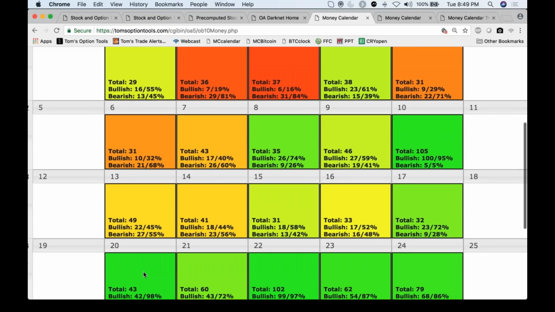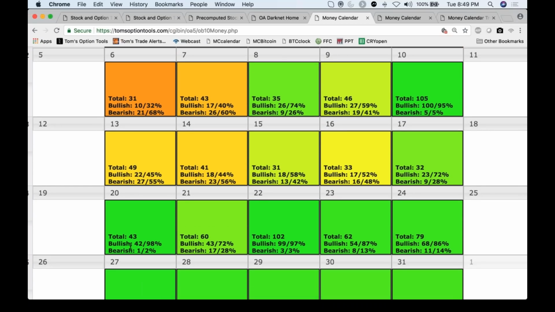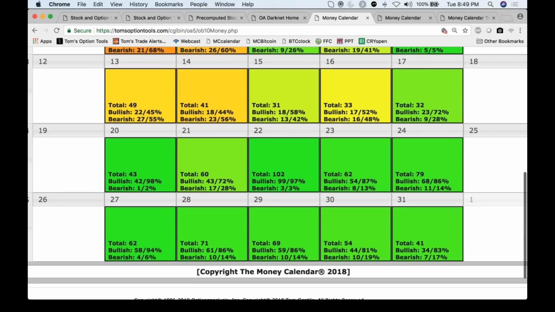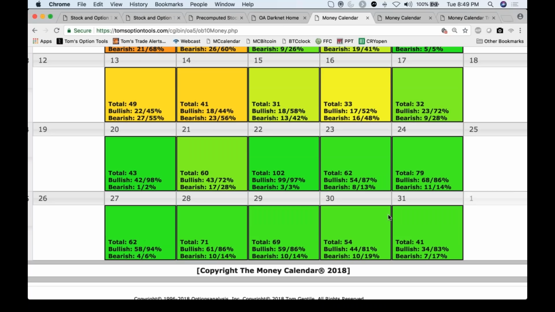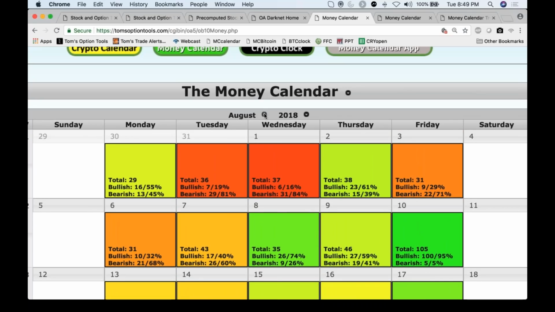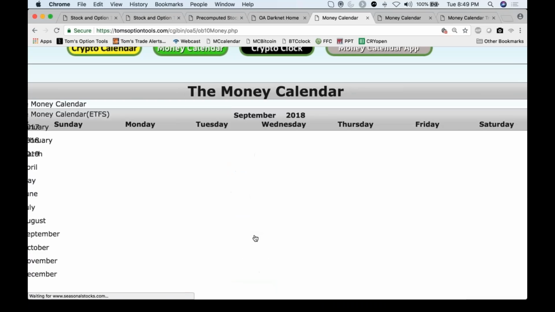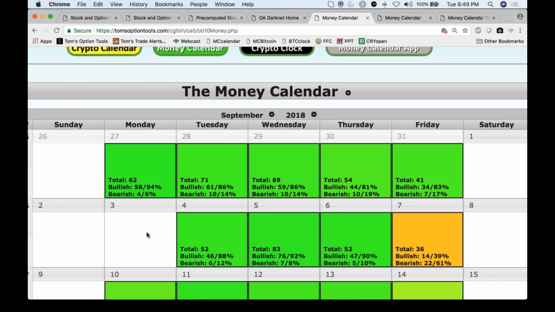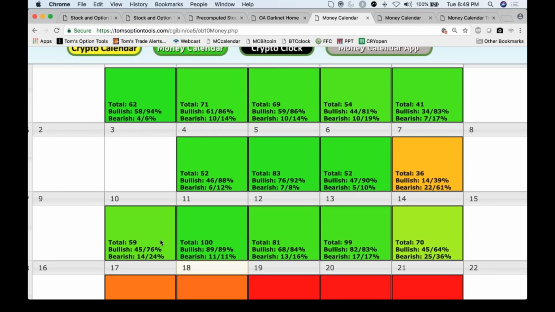But look what happened on the 20th. We got bulls, bulls, bulls. A lot of bulls going through the 20th, through the 24th, through the 31st. And then we rolled into September. And here's September. We're going in through the 7th, and we're going into the 14th. And look, folks, we had over a month of nearly nothing but green.